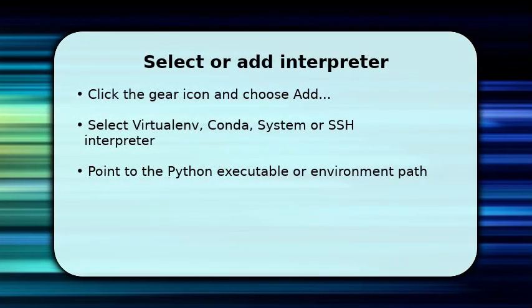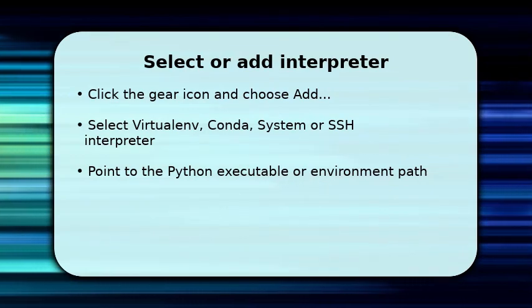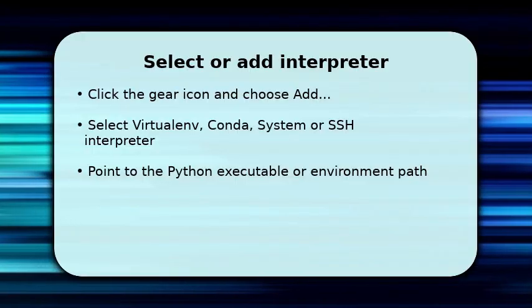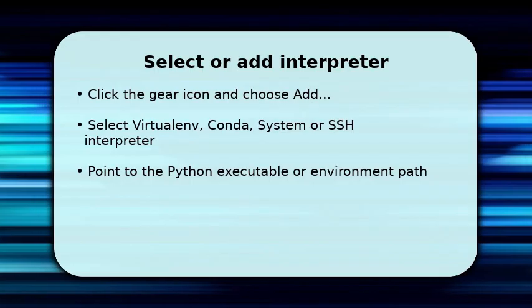Now you pick or add an interpreter. Click the gear and choose Add, then decide: Virtualenv for isolated projects, Conda if you use Anaconda, or System/SSH for global or remote interpreters. Point PyCharm to the Python executable or the environment folder. On Windows, use python.exe; on macOS/Linux, use the bin/python path.